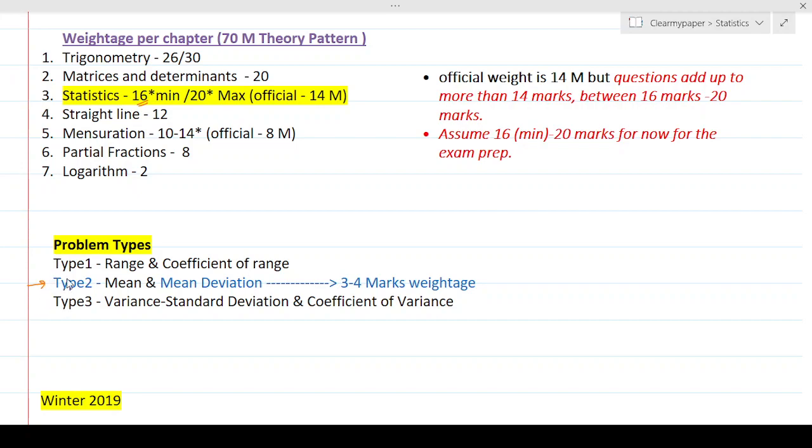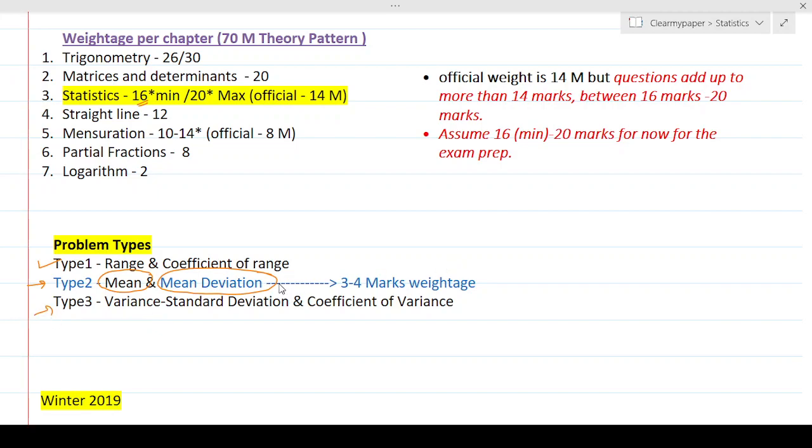There are only three types of problems. We have covered type 1 in detail. Type 2, the mean part we have covered in the beginning episodes, and we are just going to cover the second part, which is mean deviation, in this episode, and that should complete the whole type 2 problems. And type 3 will be in future videos that we'll be talking about.